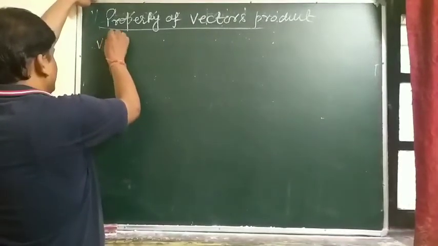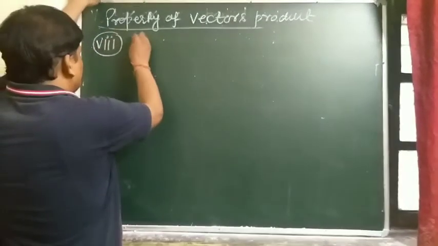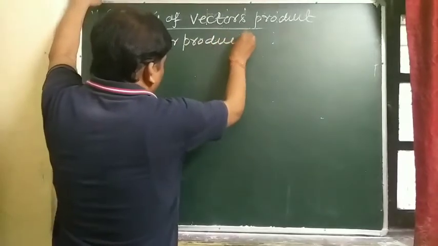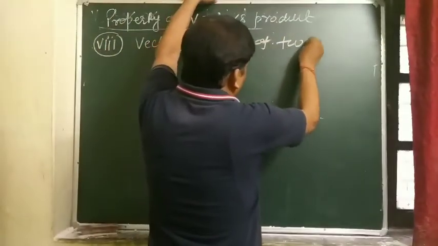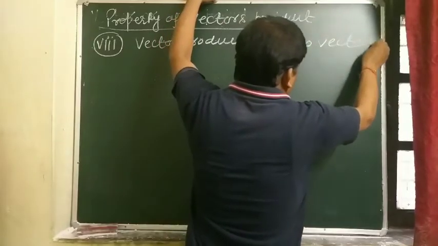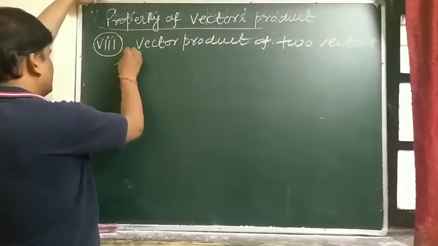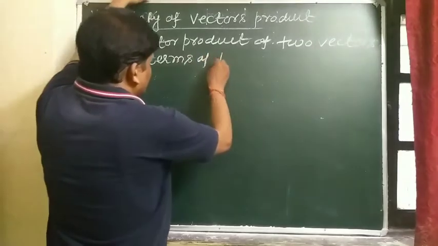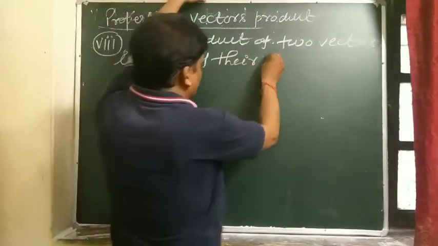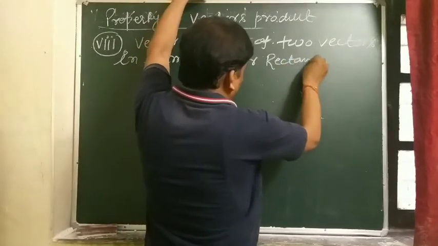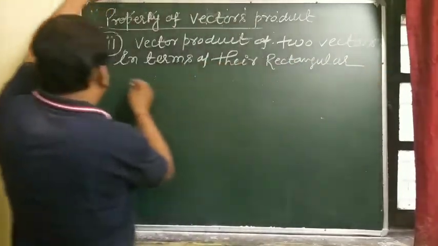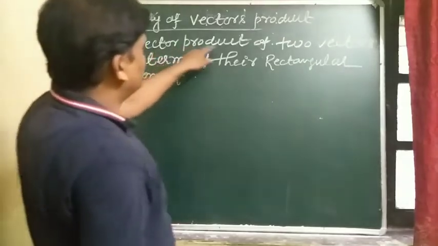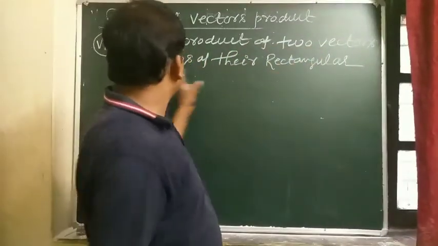Property 8: the vector product of two vectors in terms of their rectangular components. So, the vector product of two vectors in terms of their rectangular components.